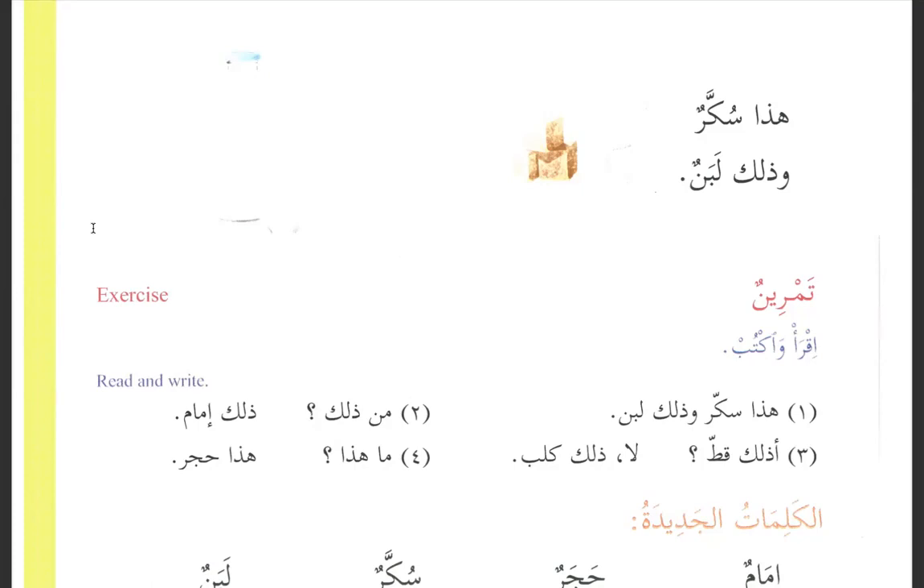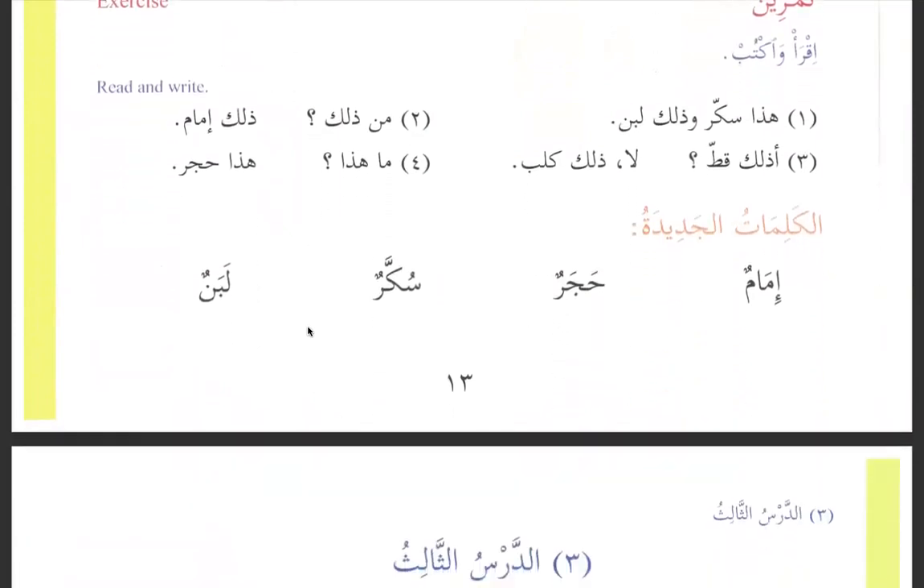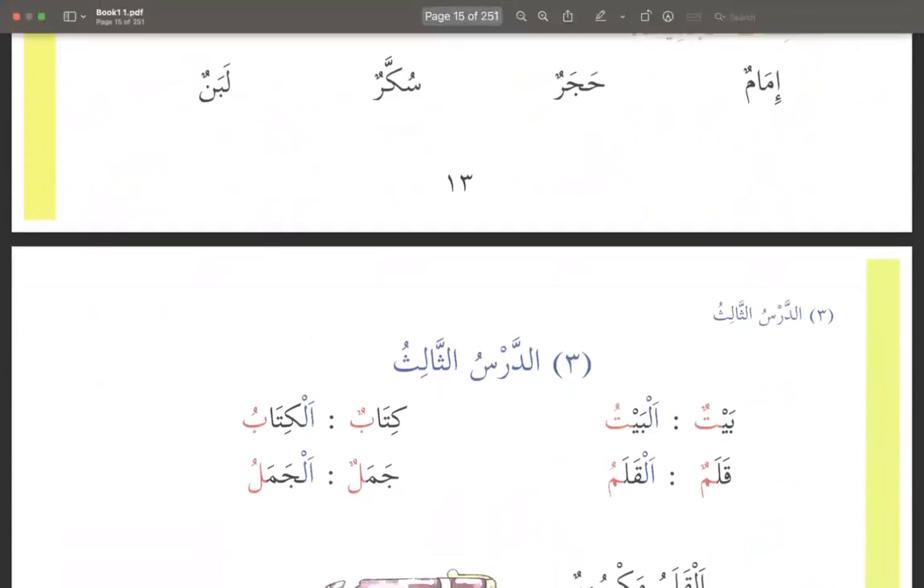All right, so next we have Al-Kalimat al-Jadida. As we all know, Imamun, Hajarun, Sukkarun, Labanun. Only 4 words for this week.